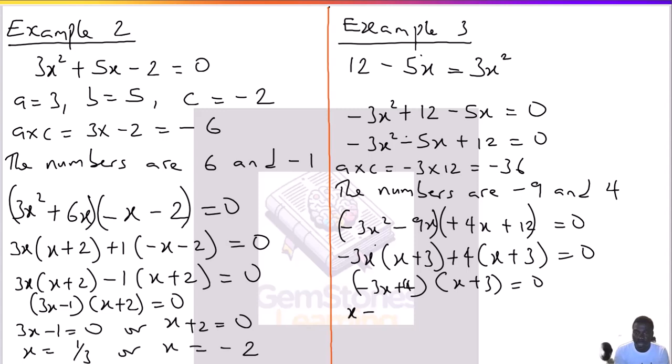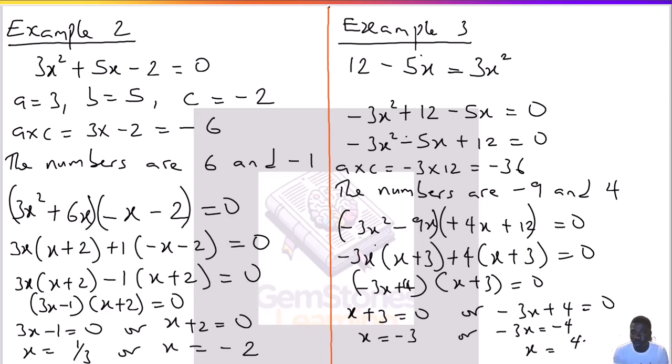So I'm going to be having x plus 3 is equals to 0, or minus 3x plus 4 is equals to 0. So from here, my x is equals to minus 3, or minus 3x is equals to minus 4. So what will I do here? Divide both sides by negative 3. So my x will be equals to 4 over 3. So my x can either be minus 3 or my x is 4 over 3. That brings us to the end of using factorization method.